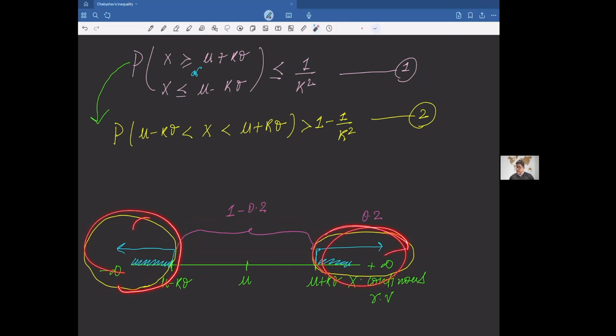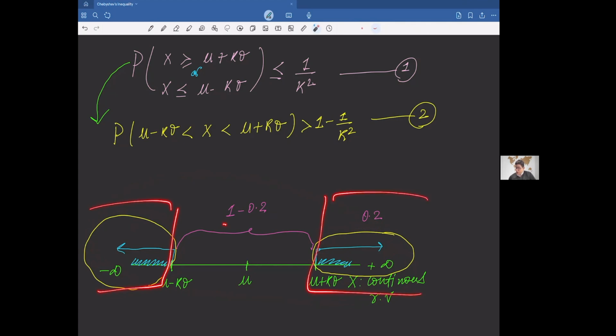This region and this region are called mutually exclusive events, which is a mathematical way of saying that x can either lie in this interval, this plus this interval, or this interval. X may not lie outside of this interval because there are only two options. X can't lie elsewhere because x lies between minus infinity and mu minus k sigma, or x can be greater than this.